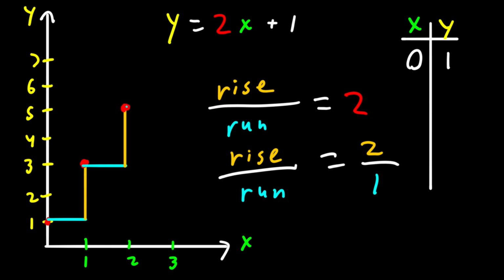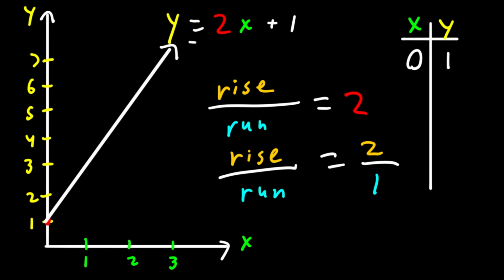And now we can repeat the process for one more point. We're going to run 1 unit to the right, and then we're going to rise 2 units up. We're going to go from x 2 to x 3, and then y 5 to y 7. So the next point is going to be at 3, 7. And now let's connect the dots. It's going to be a little bit off, but it's just a rough sketch. So this is the line y equals 2x + 1, and we graphed it using rise over run. Now let's use this idea to graph another line.